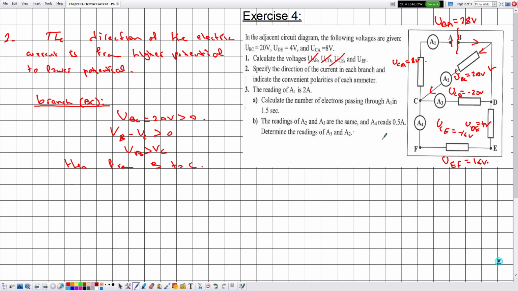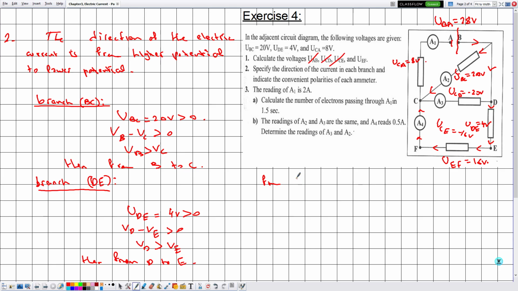Now as for the branch DE, we have that UDE is equal to 4 volts, which is positive, which means that VD minus VE is positive, which means that VD is greater than VE. Then from D to E, like this. So here also it will be like this, but let's verify it.